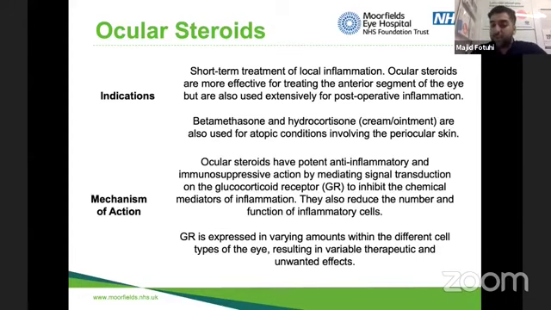The glucocorticoid receptor, GR, is expressed in various amounts within the different ocular tissues. So because of this, we have variable therapeutic as well as unwanted side effects. So we can't always control the side effect profile of the steroids, even though they are extensively used.